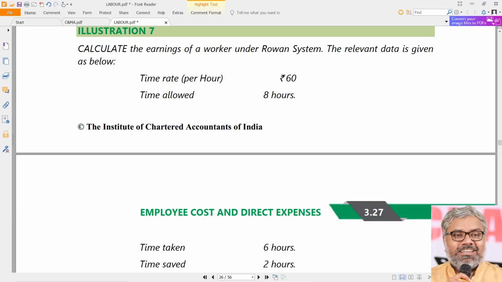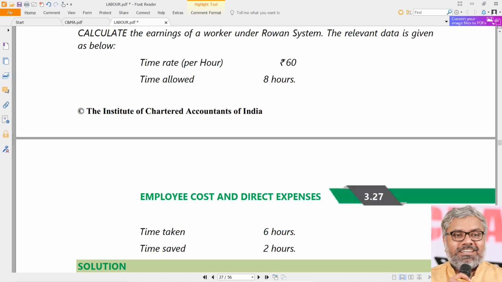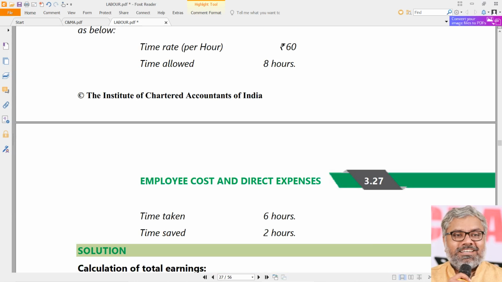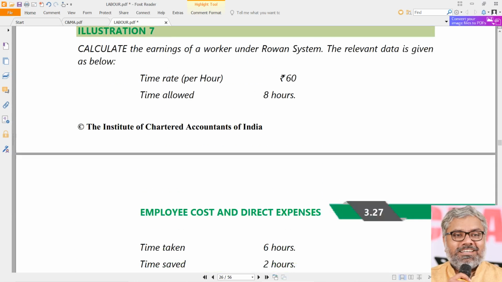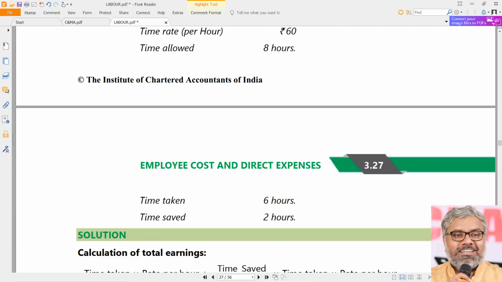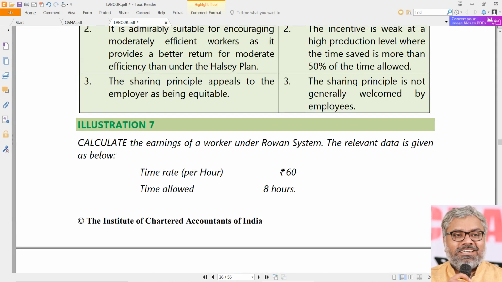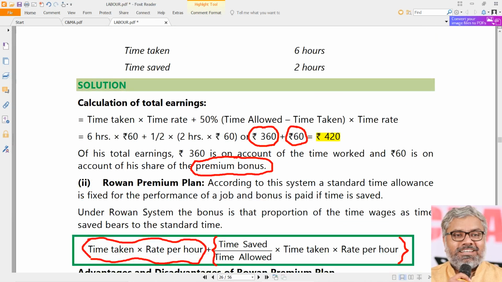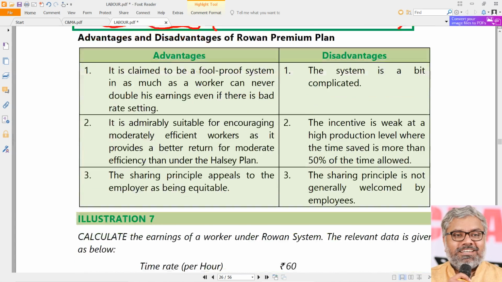Calculate the earnings of a worker under Rowan system. The relevant data is given as below. Time rate is given per hour 60 rupees. Time allowed is 8 hours. Actually same data. So the question is, if the same data of earlier illustration is used, how much will be the wages of the worker under Rowan scheme? Under Halsey scheme, we already calculated that was 420. Under Rowan scheme, how much would that be?